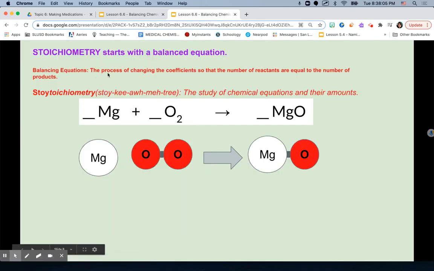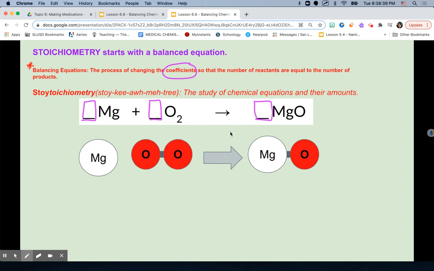So here's the thing. We need to do something called balancing equations. And balancing equations is essentially the process of changing coefficients so that the number of reactants is equal to the number of products. So this is one of the things you need to know in red here. And by coefficients, I mean these numbers in front. Right? So we discussed this in previous lessons as well.